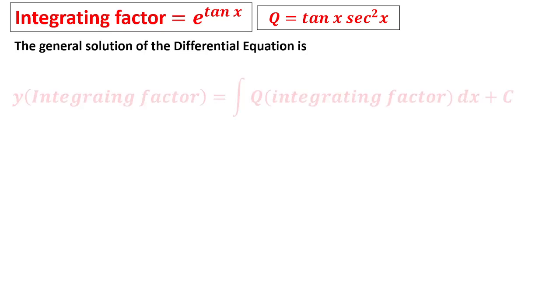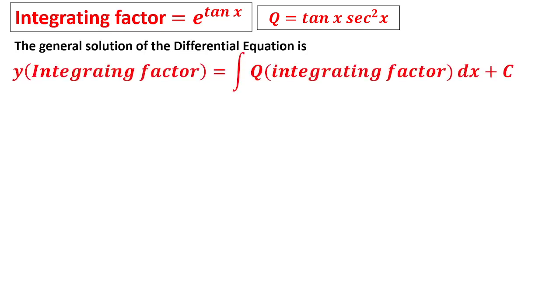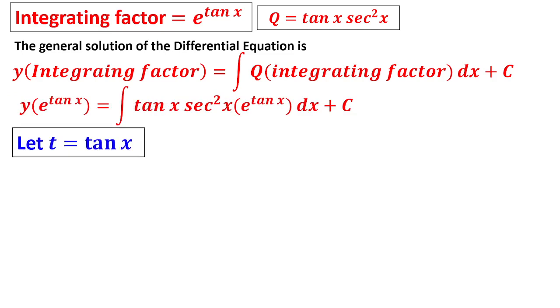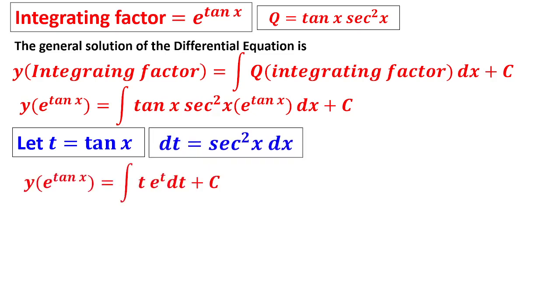Now let us go to the general solution. This is the general solution. Y into integrating factor is equal to integral of q into integrating factor into dx plus c. Put it over there. Now when you see the right hand side integration, you can see that it can be done by substitution. Let us try now, because differentiation of tan x is secant square x dx. Therefore, I am substituting. Right hand side becomes t into e power t dt plus c.